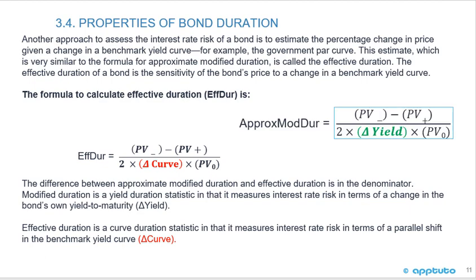So you can see I've brought up the formula now for the modified duration on the right-hand side, and that's why I've used bold in green and bold in red. We've got to get the differences. The numerator is the same, that's easy, but the denominator is different. Okay, so we have the denominator for the approximate modified duration, 2 times the change in yield times the initial bond price, but for the effective duration it's 2 times the change in curve times the initial bond price.